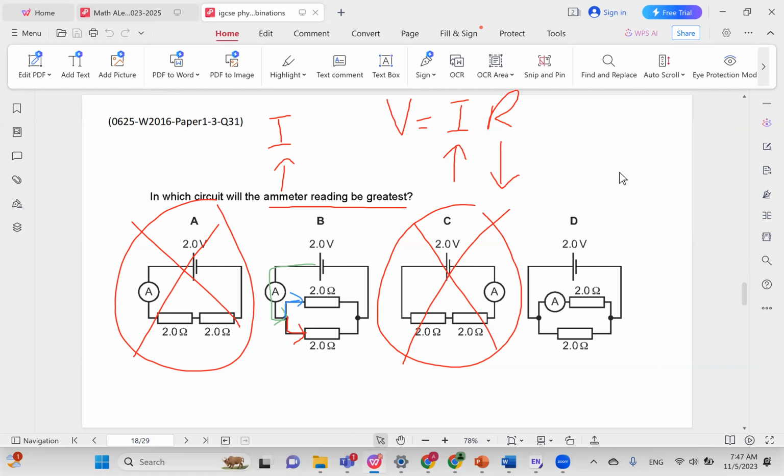So which one should I choose? Where will the ammeter reading be greatest? Of course, in B, because in B, the ammeter is going to read the green current, whereas in D, the ammeter is only going to read the value of the blue current, right here. So B is the correct choice.